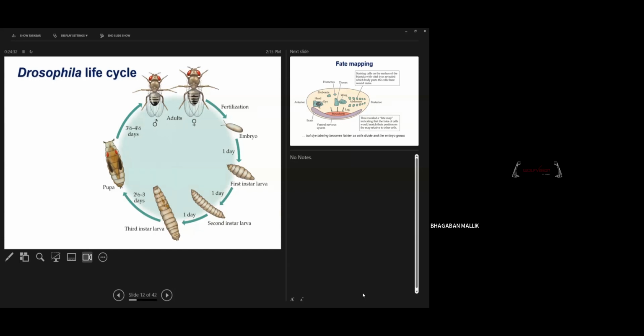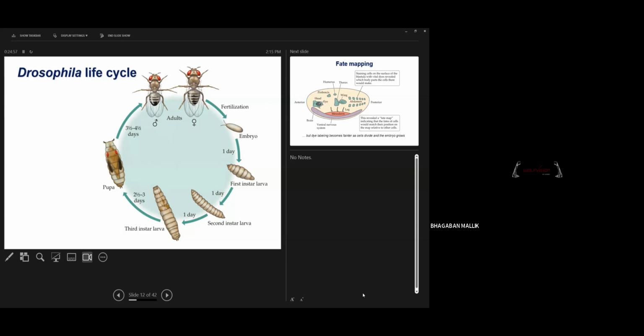If you grow them at 18 degrees centigrade, you get delayed development; it takes around 12 days to get animals. If you grow them at 29 degrees centigrade, it takes 5 days. At 25 degrees, which is room temperature, it takes around 7 days. After mating, Drosophila lay eggs, which develop into embryos.